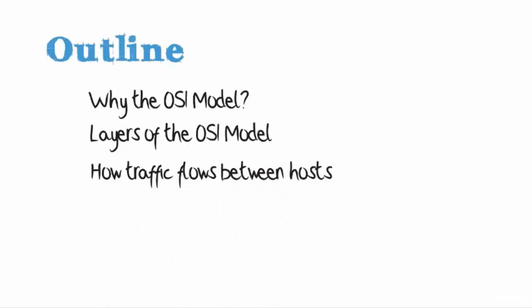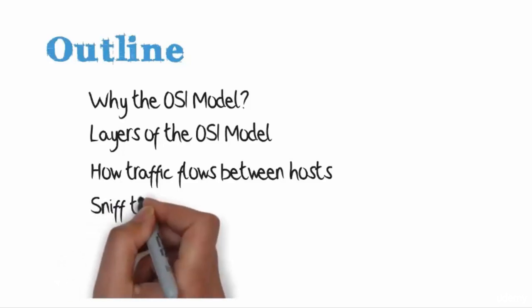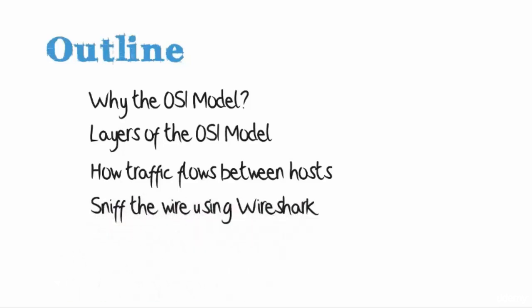And lastly, I'm going to show you how the OSI model is used in the real world by sniffing traffic using a free application called Wireshark. Wireshark is a sniffing application that allows you to see traffic on the network. In this example, I'm going to open a web browser to a server on the internet, and we'll capture the traffic and see what it looks like.